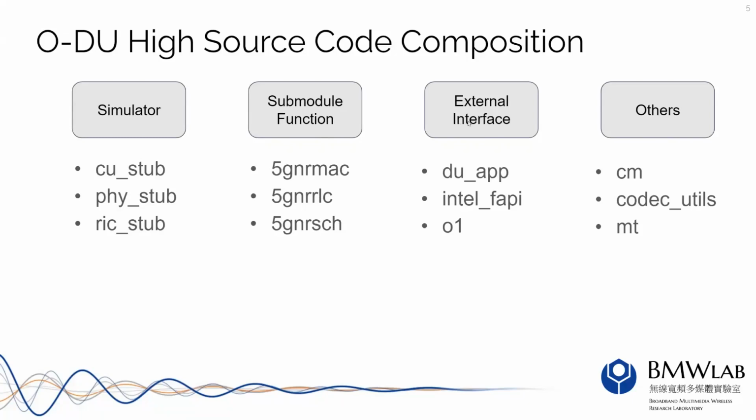Next part is external interface. The functions in the external interface handle transmitting or receiving the messages from other modules. So it is the most related functions to today's topic. And in others, it stores functions for example, CM means common function, which are used by other groups, and MT means multi-thread and code encoder functions.